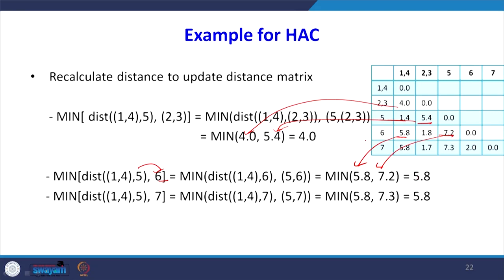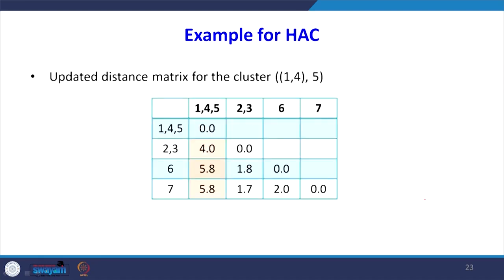Now there is a 7th object. Let us see how far away the object 7 is. So what we have to do? We have to find the minimum distance between 1, 4 and 7, and 5 and 7. So the distance between 1, 4 and 7 is 5.8. And 5 comma 7 is 7.3. So the minimum is 5.8. Again we will update our distance matrix. So what happened now? You see that the 5 has entered into this cluster because already 1, 4 is there. So this is our updated distance matrix.